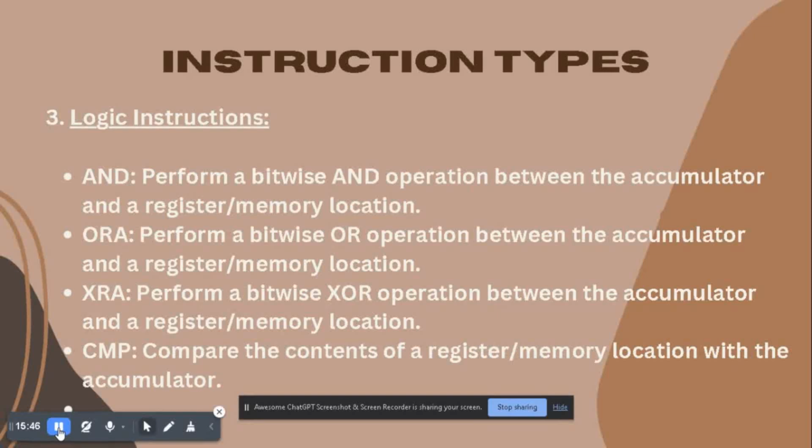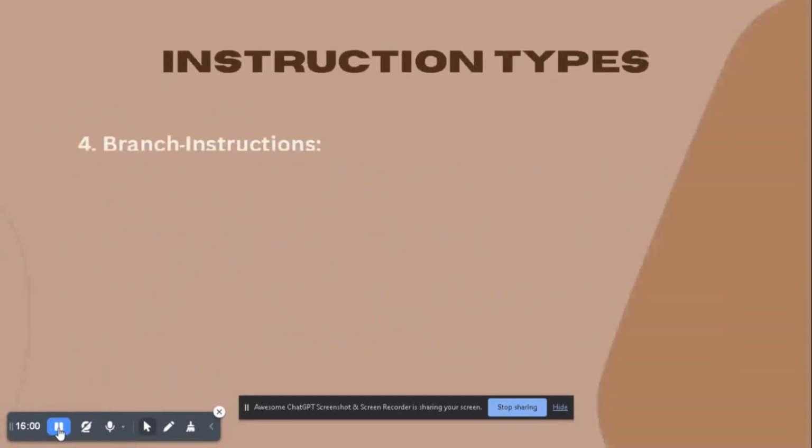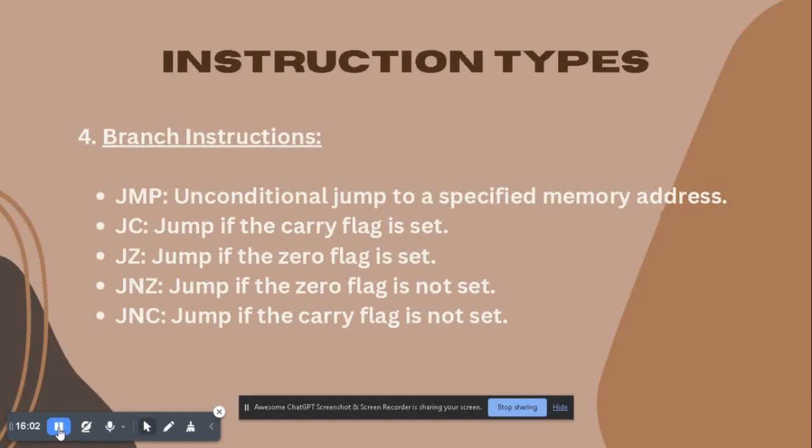Then we have CMP. The CMP command is used to compare the content of a register or memory location with the accumulator. The CMP command is basically used for comparison between two values. Now we have the fourth type of instruction, which is branch instructions. Branch instructions are basically used to jump from one location to another. So we have the JMP command, which is used to jump unconditionally to a specified memory location.